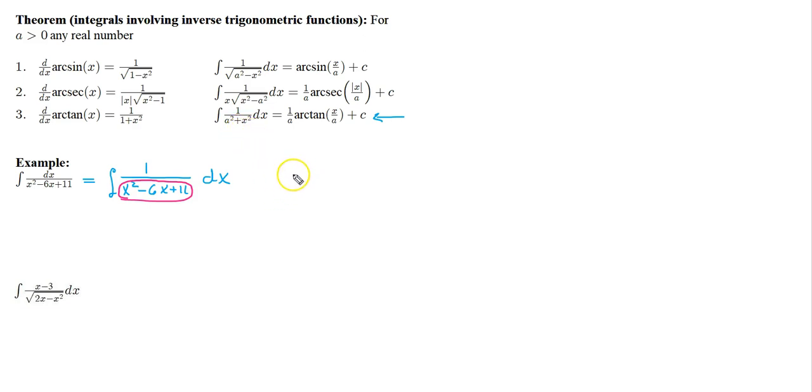So if we try to complete the square on this, now remember the way we complete the square is we take the b term right here, b is -6, and so we take -6 over 2 and we square it. And so this is going to obviously be negative 3 squared, or 9.